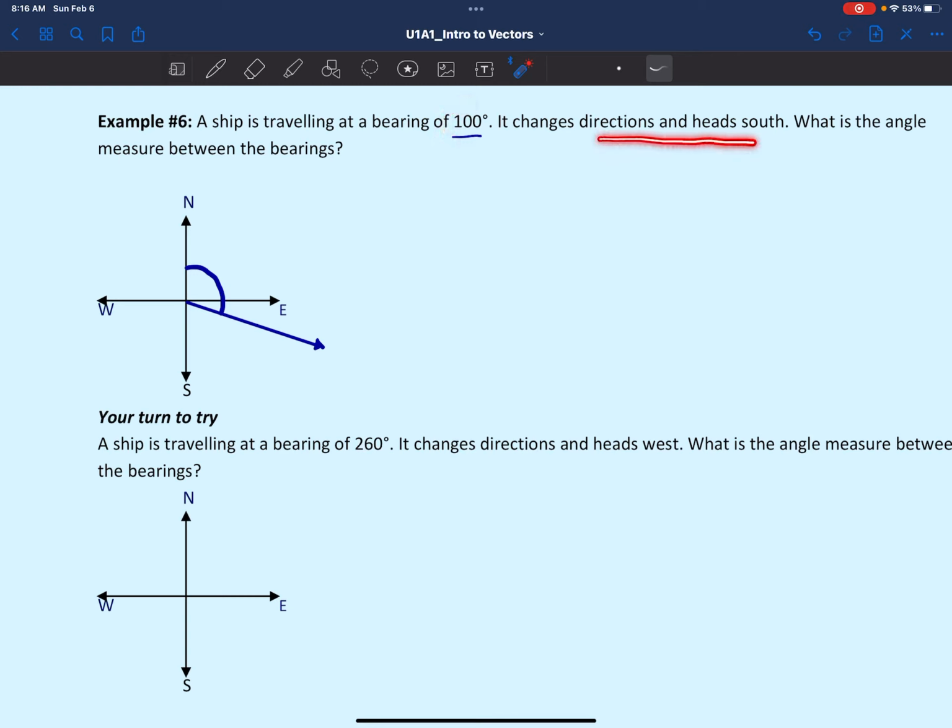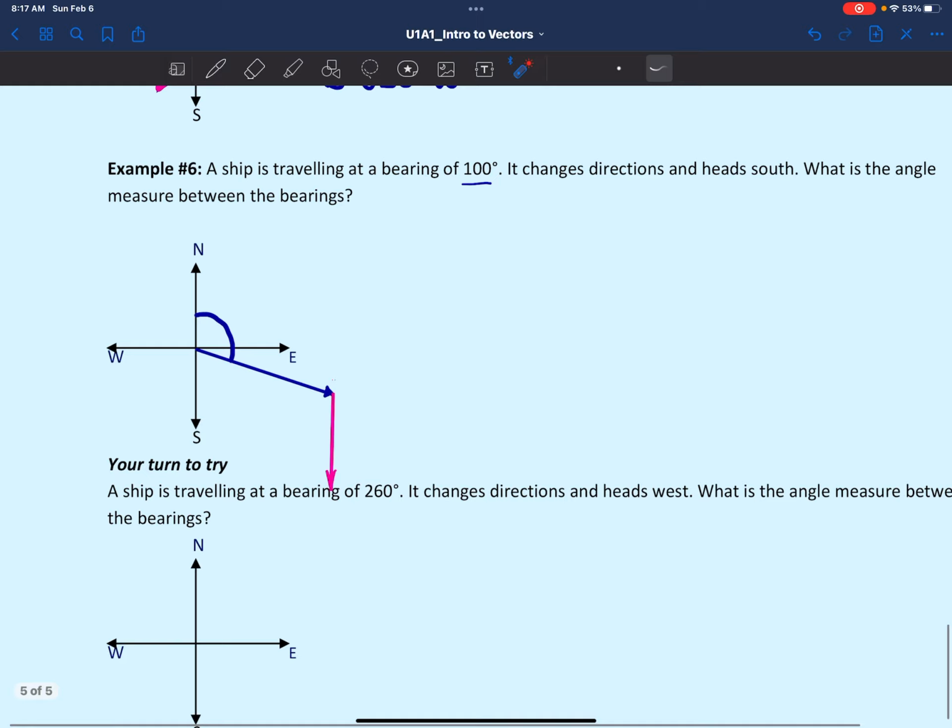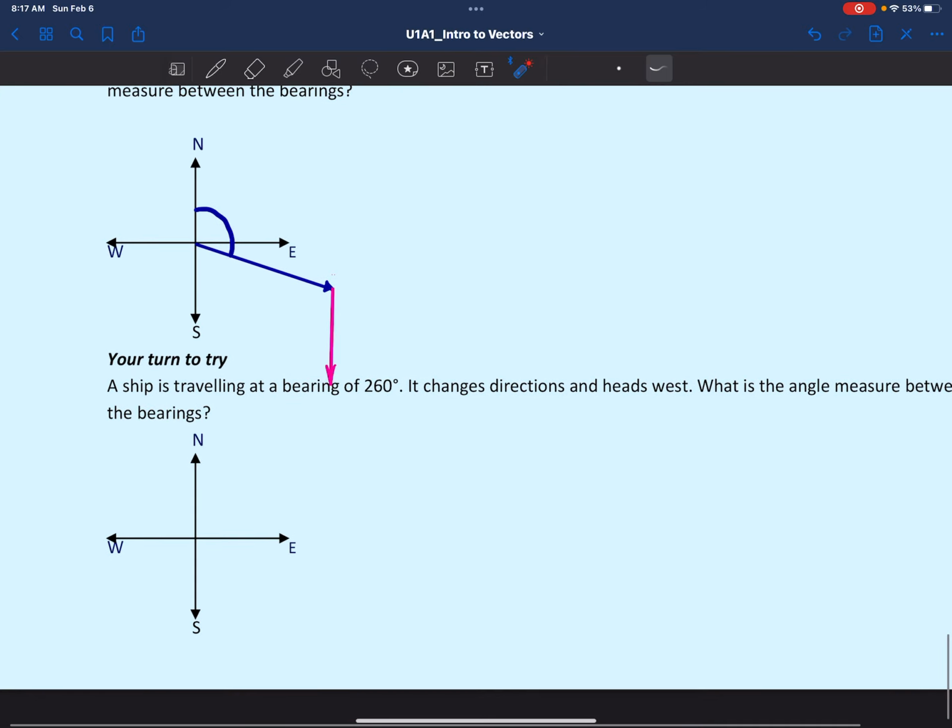And then it changes direction and heads south, which means that this object will go south. Now remember that if I drew this vector down here, which will describe exactly where the object is going, this will describe the south motion. So the bearing vectors will be the blue one and the pink one. But when we say to find the angle between the bearings, it means to find the angle between these two vectors. Now I want you to think, how do we identify the angle between two vectors?